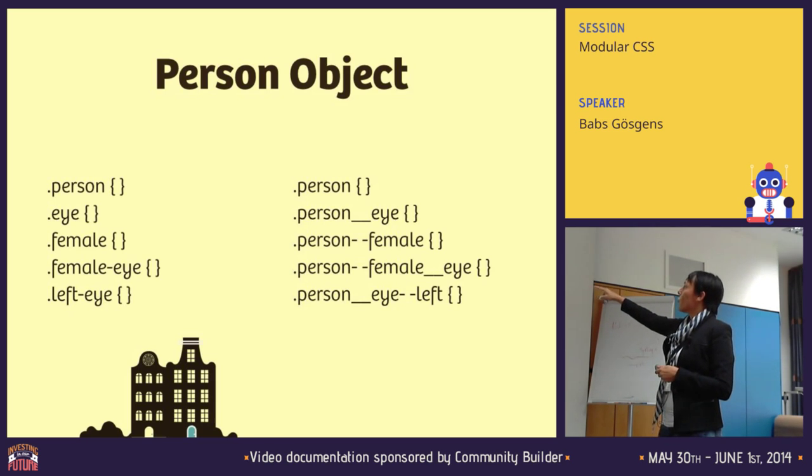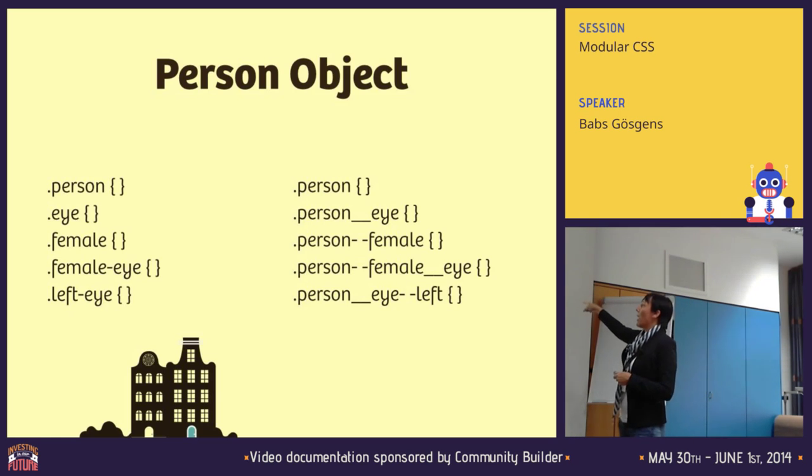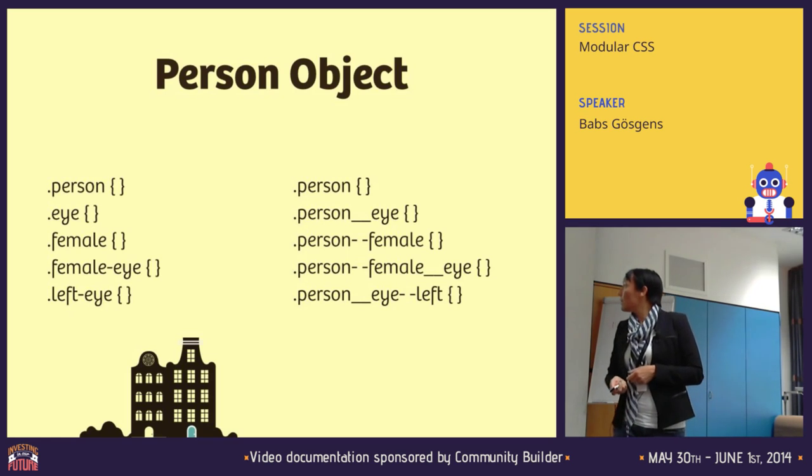we are styling, because now we can see it's a person eye and an animal eye. We see that the person is female, and then we have a female eye, and we have a left eye, and we have a right eye.